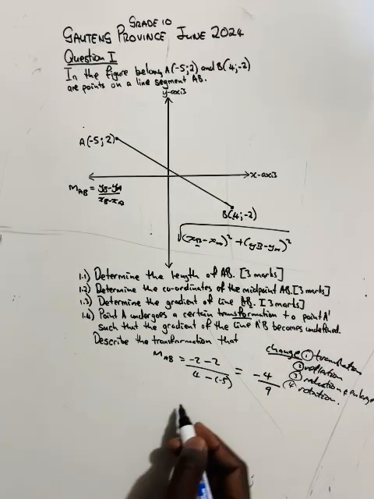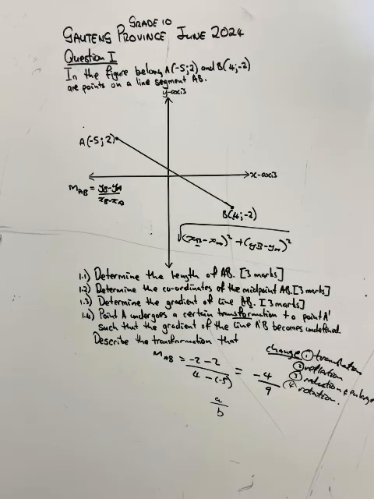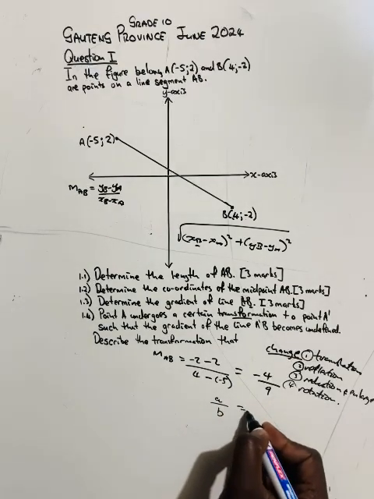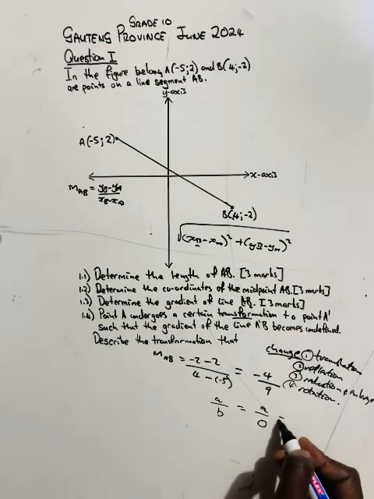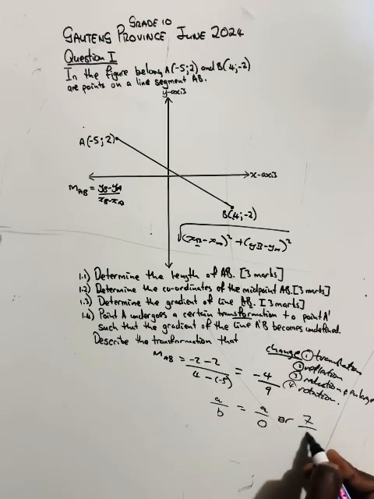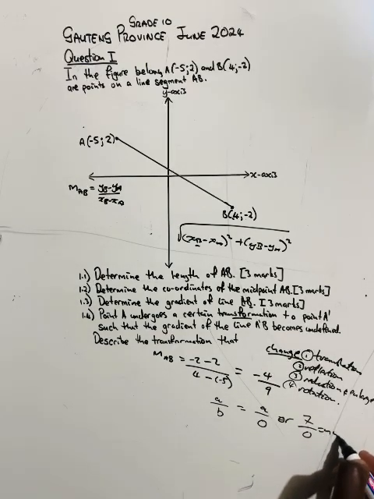So if we come back and we say that we've got A over B, for something to become undefined, the denominator must be 0. So A over 0, or if you say 7 divided by 0, if you go to your calculator, it will give you math error, which is undefined.